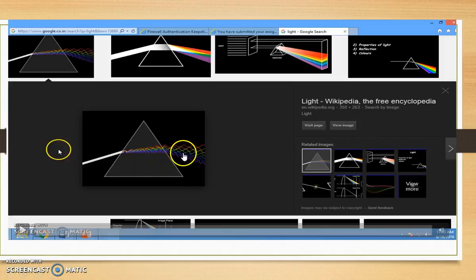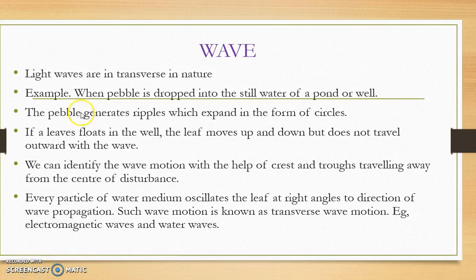So here we can see when the light is perpendicular to the prism. That's why we are getting the sinusoidal waveform. So with this concept, we are explaining the light waves are transverse in nature. Transverse is nothing but perpendicular, right angle or perpendicular.